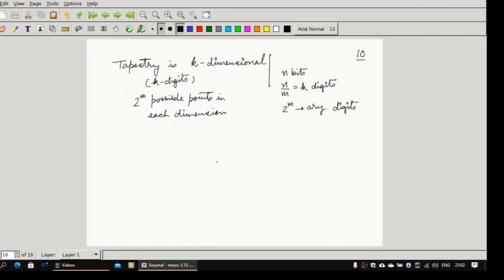Tapestry turns out to be a k-dimensional torus because there will be k digits. So there are n bits, so n by m will become k digits. So 2 raised to the power m digits will be used. So 2 raised to the power m possible points will be there in each dimension in that case.